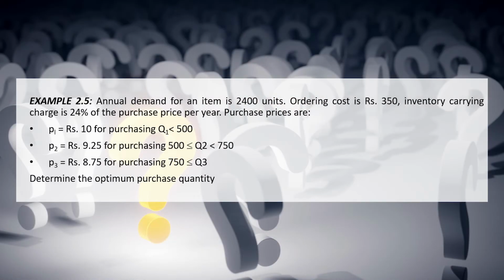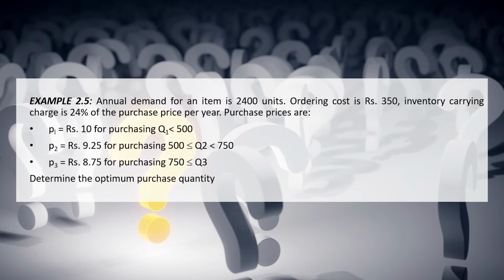Our problem is defined as follows: the annual demand for an item is 2400 units. Ordering cost is rupees 350. Inventory carrying cost is 24% of purchase price per year. Now, what is the purchase price? Here we have a discount, so you will appreciate that not only is the purchase price changing, your holding cost is also changing.